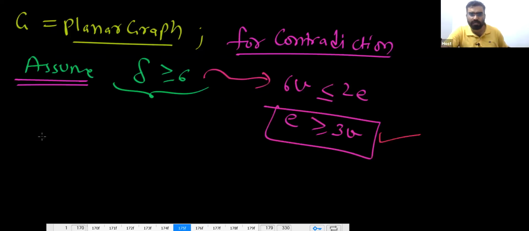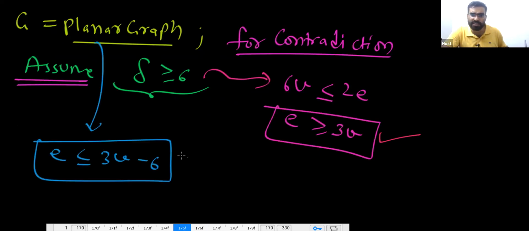So this we got. And because G is planar, what should happen? Because G is planar, E should be less than or equal to 3v minus 6. Can you notice there is a contradiction?